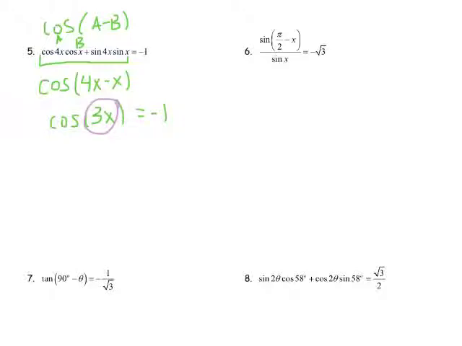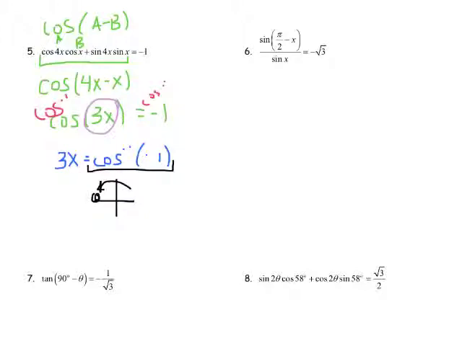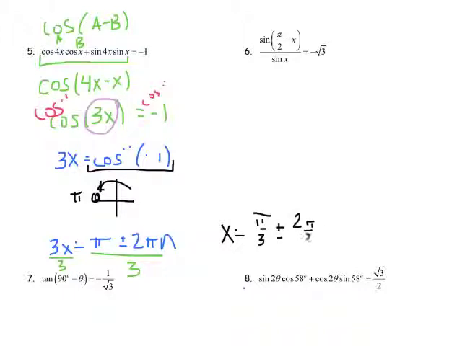Instead, our next step here is to take inverse cosine on both sides. So I have 3x is now by itself, cosine inverse of -1. Now this is something I know how to evaluate. We've done this, and I get the answer of pi. So now I've got 3x equals pi plus or minus 2 pi n. And now the final step would be to divide by 3. So I get x equals pi over 3 plus or minus 2 pi over 3 n.